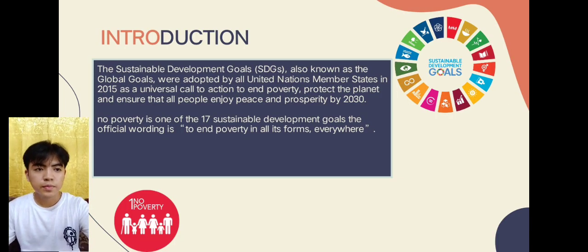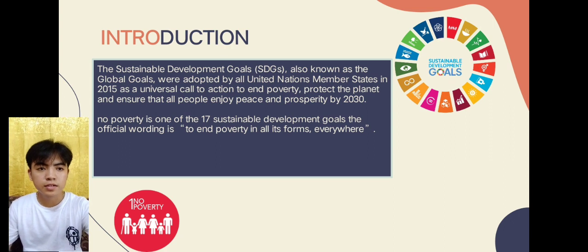Introduction. Sustainable Development Goals, or SDGs, also known as the Global Goals, were adopted by all United Nations member states in 2015 as a universal call to action to end poverty, protect the planet, and ensure that all people enjoy peace and prosperity by 2030. No poverty is one of the 17 Sustainable Development Goals. The official wording is to end poverty in all its forms everywhere.